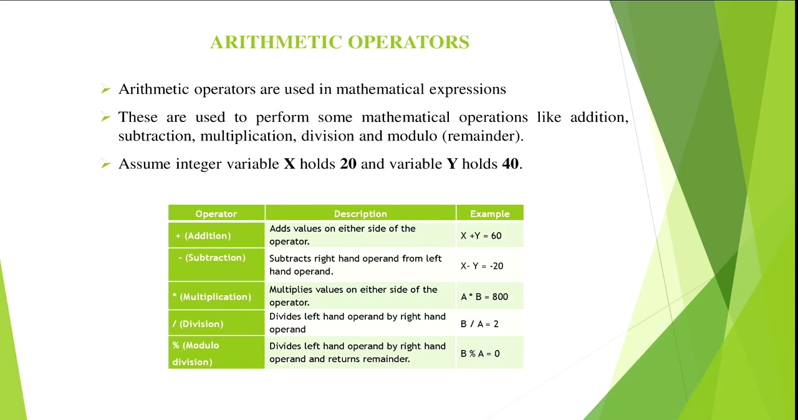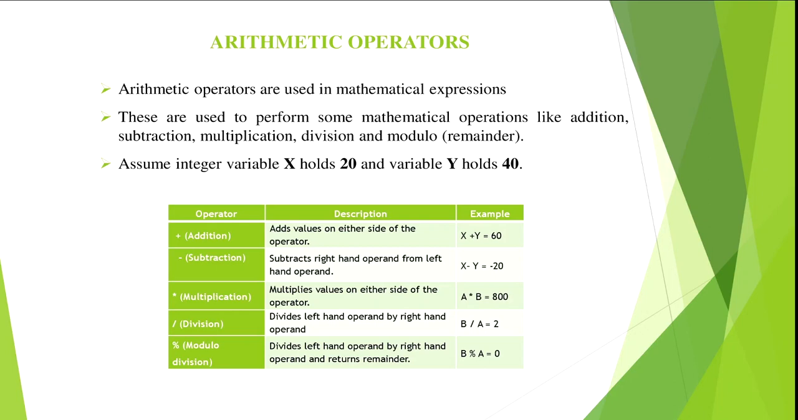The x variable holds the value 20 and the y variable holds the value 40. You see in the following table, for each and every operator I give an example related to the x and y variables. Plus: all of us are aware of addition, it adds the values on either side of the operator. x plus y is equal to 60. Here x holds 20, 20 plus 40 equals 60.